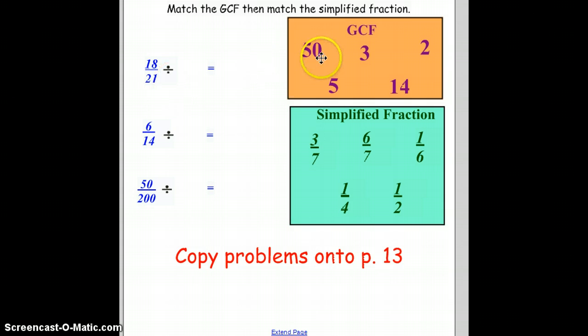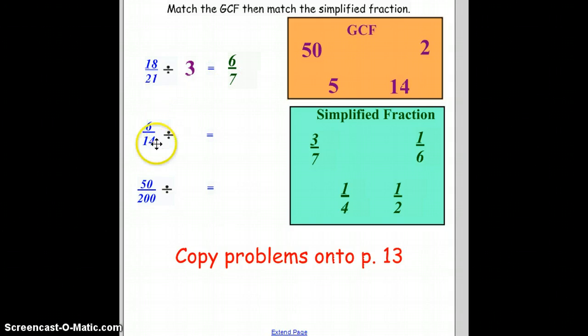Well, 50 certainly won't. 5 won't, because neither one of them ends in a 0 or a 5. 14's too big. 2 won't go because 2 won't go into 21. So let's give 3 a try. If we divide both the top and the bottom by 3, the GCF, 18 divided by 3 gives us 6, and 21 divided by 3 gives us 7. So our simplified fraction is 6/7.